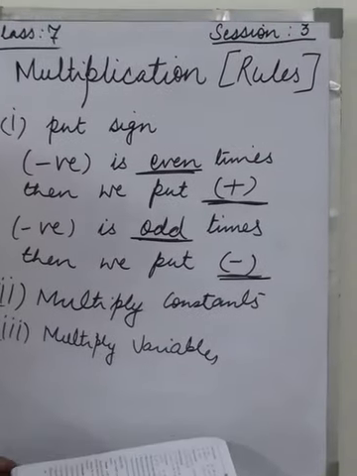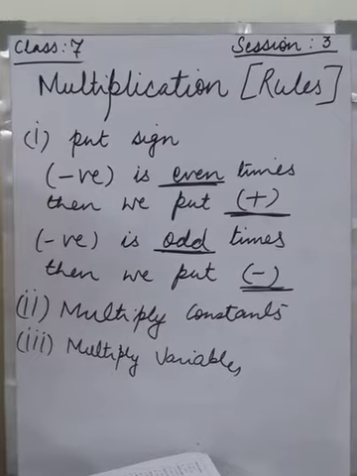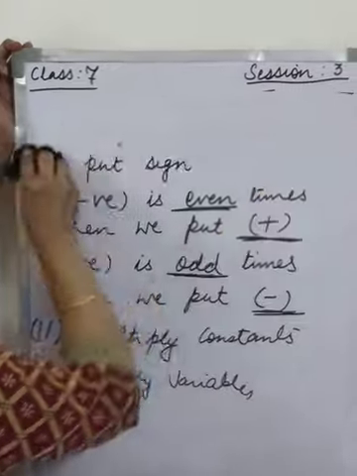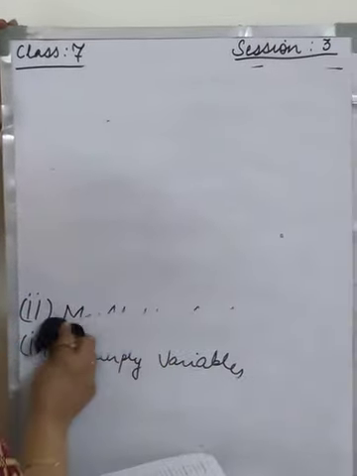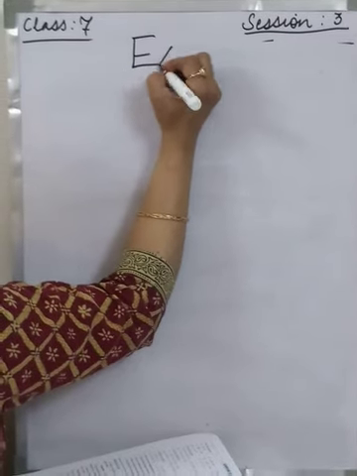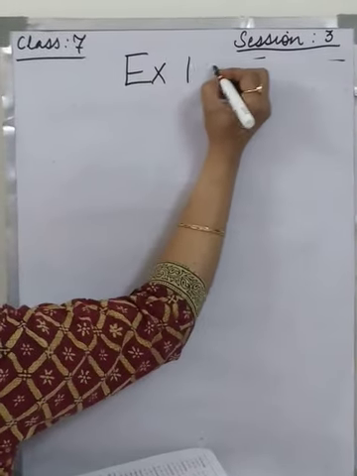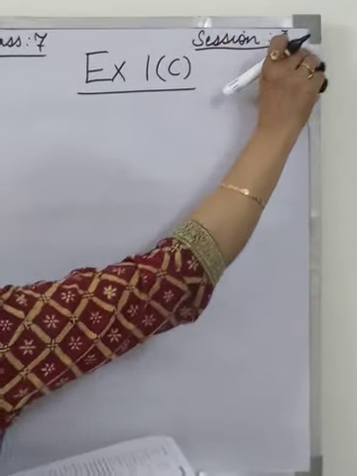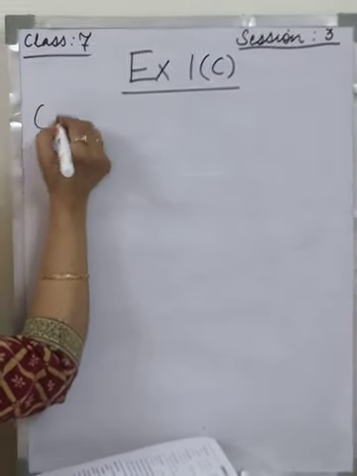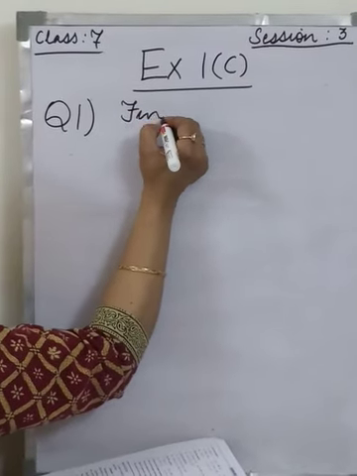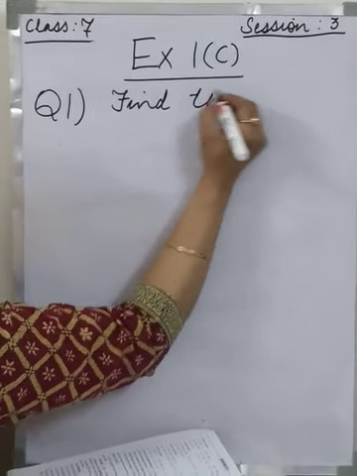We come to exercise 1C. In exercise 1C, they are saying find the product. Students, I'll discuss only questions number 1 and 2 today of exercise 1C. So complete the remaining questions of 1B and the first 2 questions of 1C. Question number 1 is too easy, you can do it very easily. Find the product. Don't forget to write the question line when you are solving in your copy.